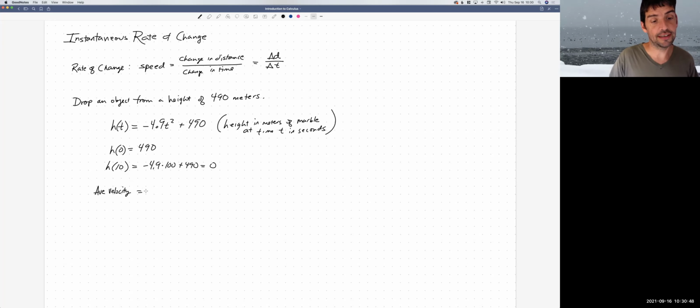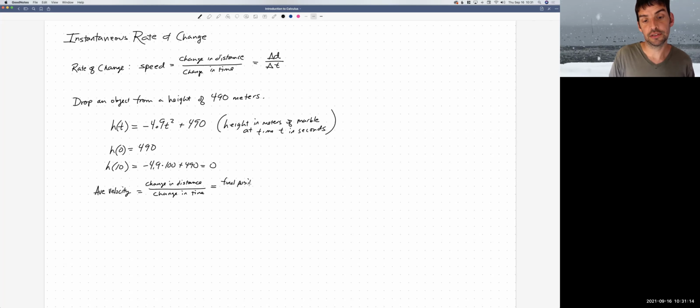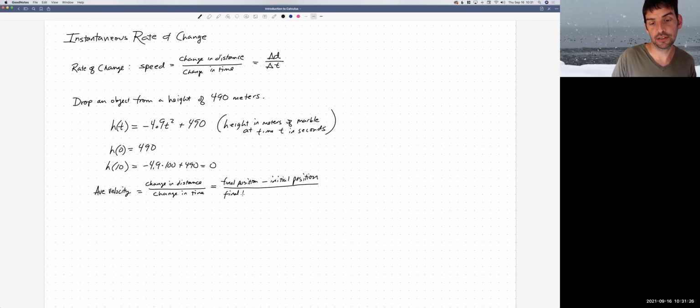Average velocity is the final position. Well, let's go back one step. Let's call it the change, like we set up here. It's going to be our change in distance over the change in time. Well, we know the change in distance is our final position minus the initial position. Change in time is the final time minus the initial time.